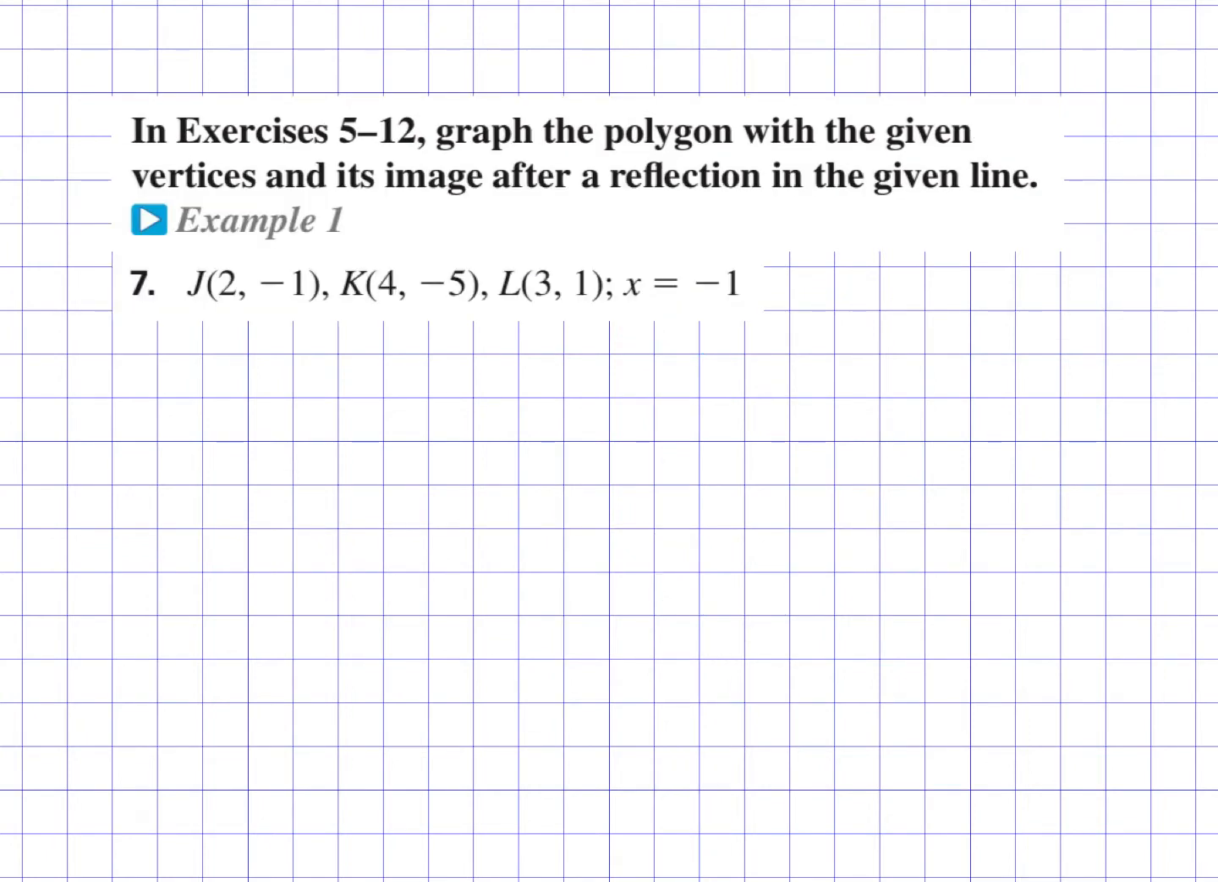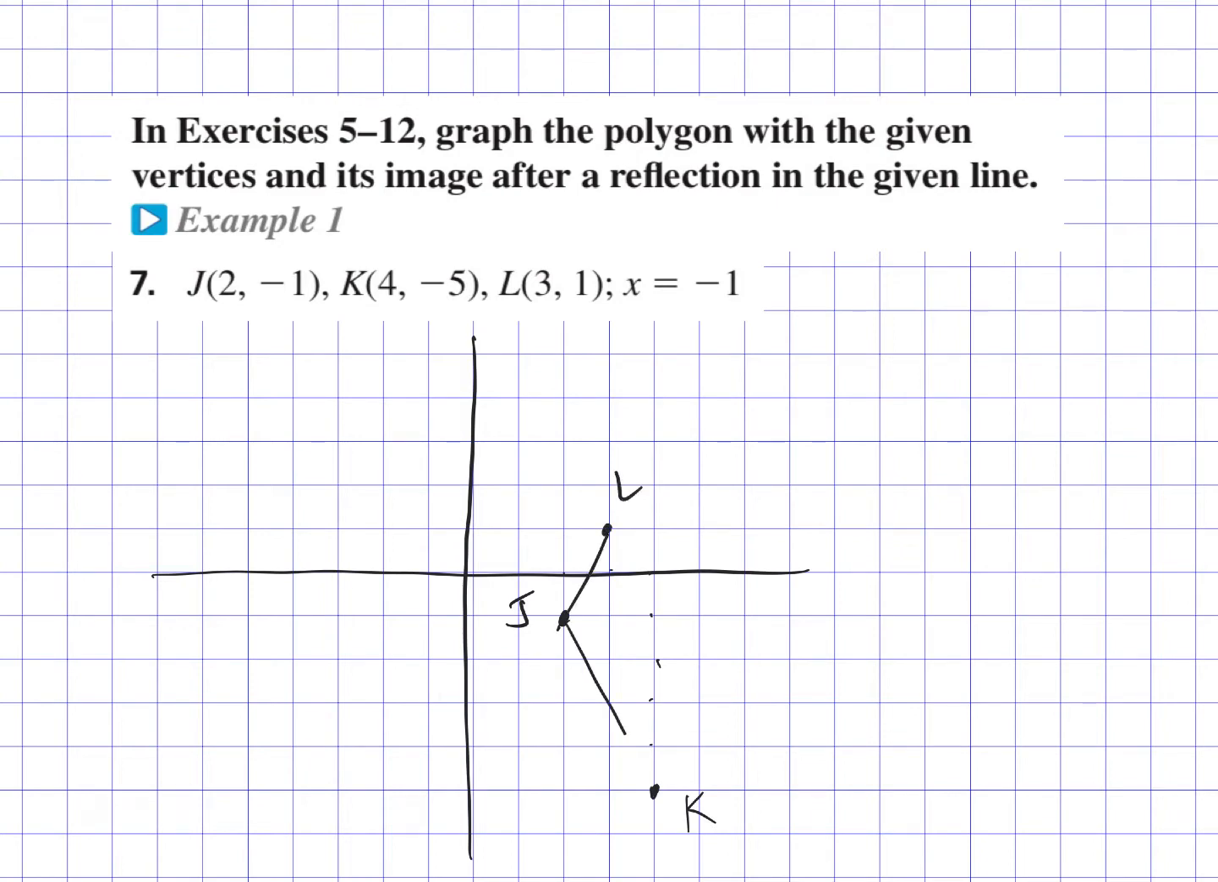All right, so let's graph this, and let's see what our numbers are here. Looks like we have some decent numbers, so nothing too big, too small. So J's at (2, -1). Okay, so there's J. (4, -5) is K. 2, 3, 4. 1, 2, 3, 4, 5. And L is at (3, 1). Okay, now we're going to be reflecting this over x equals -1.